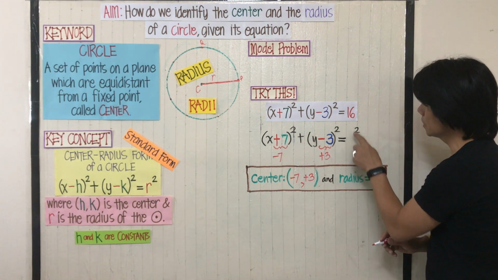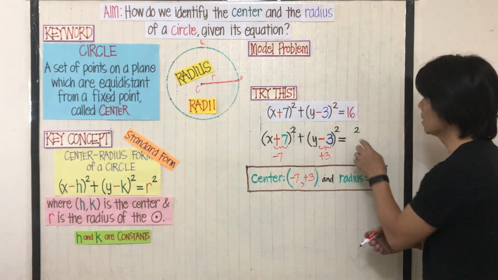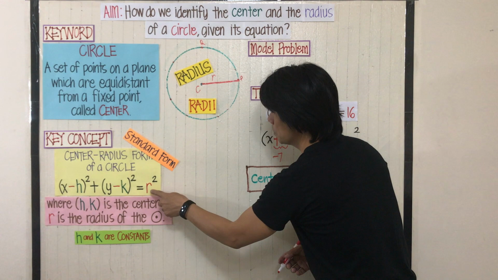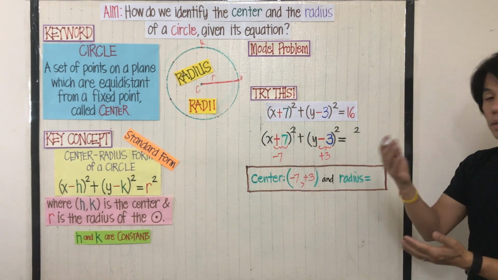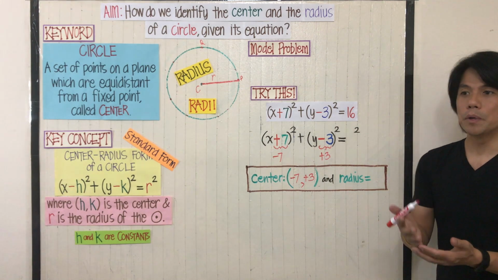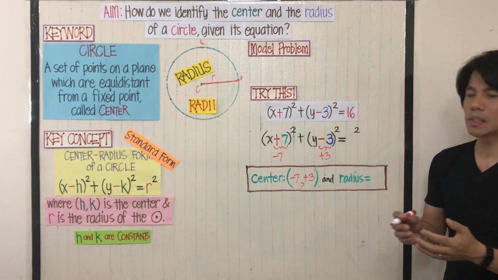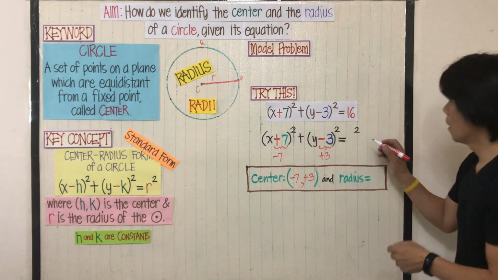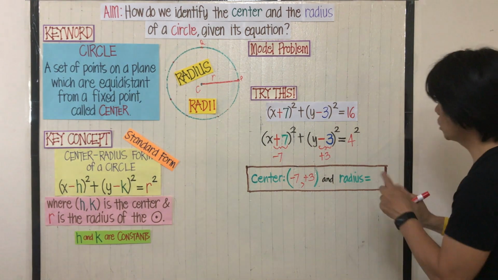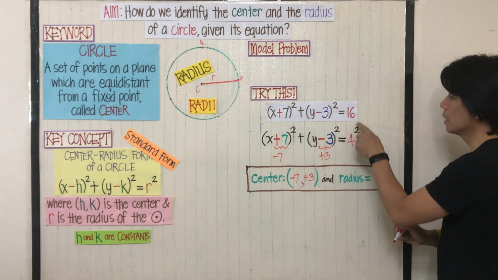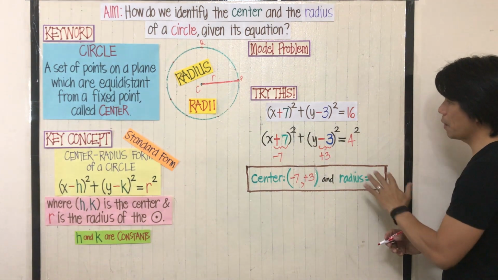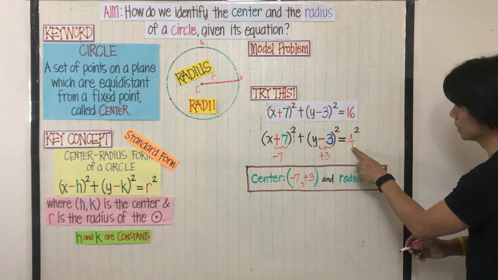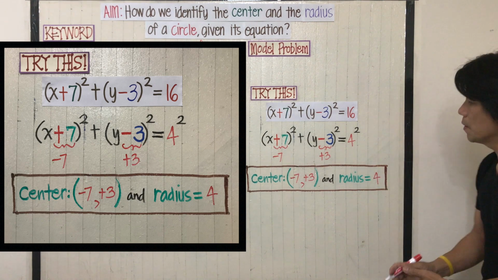Now the challenging part is this, or should I say interesting part. So it says 16. And according to the center radius form, it should be r squared, or a number raised to the second power. So what number do you square to get 16? Or should I say, what number do you multiply by itself to get 16? And that is 4. Let's check. 4 times 4, or 4 squared, is 16. Clear? So the radius of the circle represented by this equation must be that base, which is 4 or 4 units.